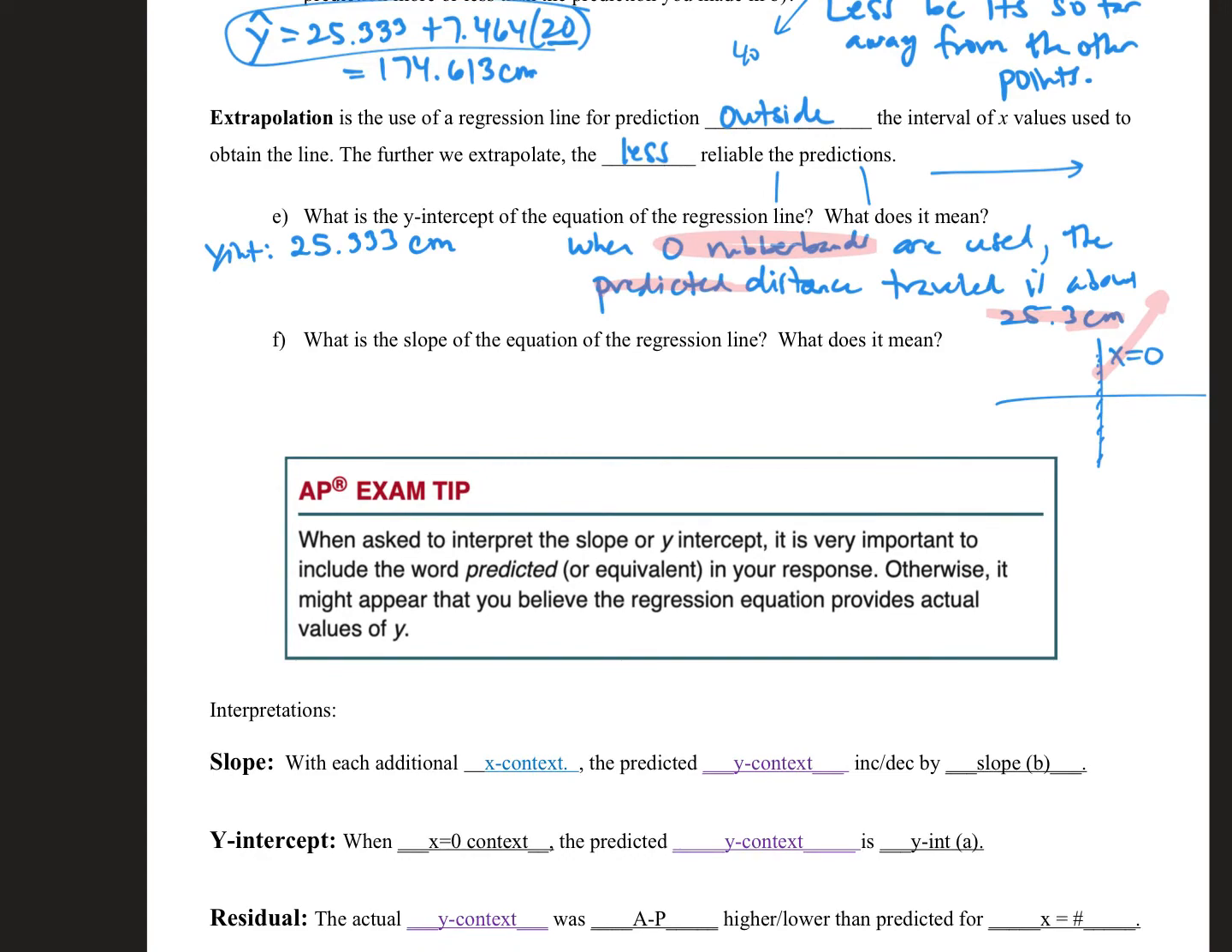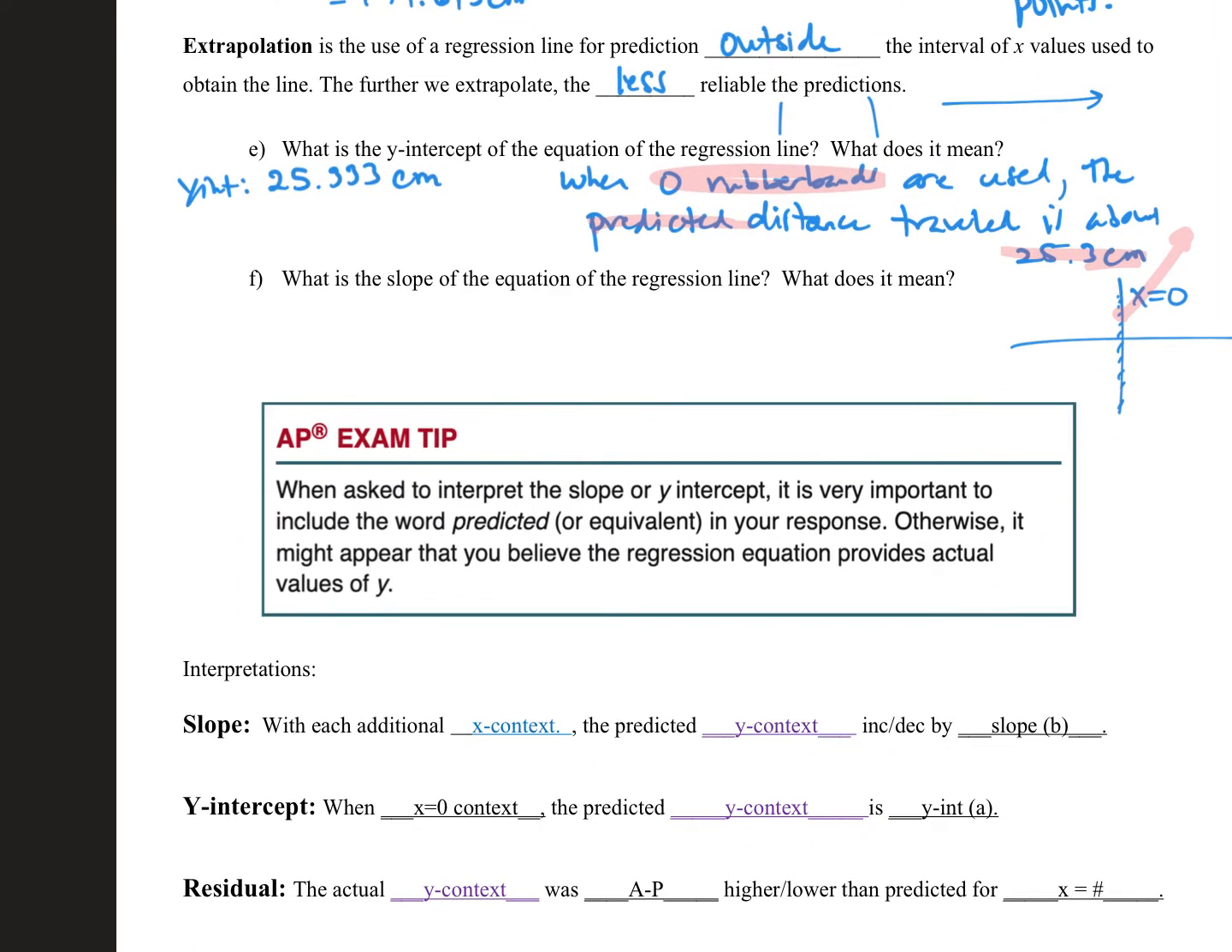All right, now what is the slope of the regression line? And what does it mean? Oops, I'm writing in a highlighter again. All right, slope is 7.464, and slope is a rate of change, so it's centimeters per rubber band. And you should know slope. Slope's just the change in y over the change in x. For you calculus people, it's delta y over delta x, right? So it's always the y variable over the x variable as your rate of change.